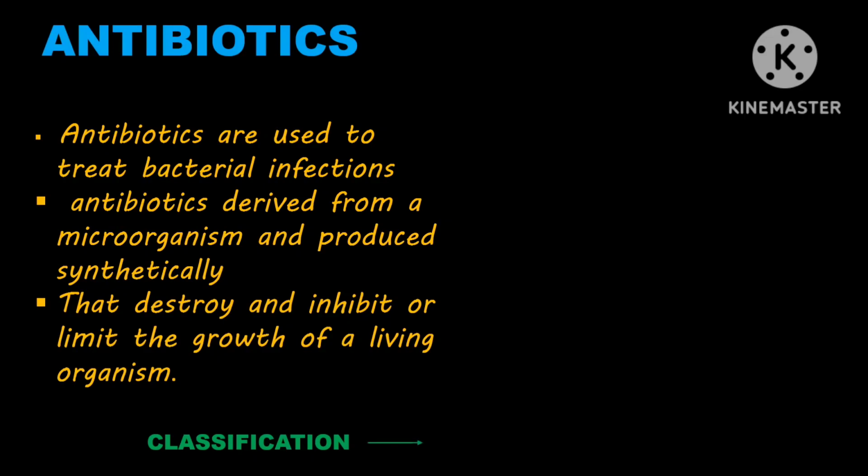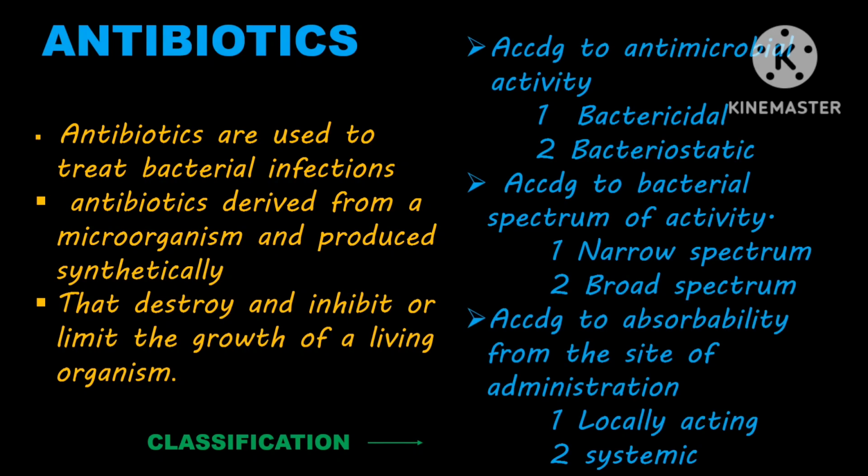Coming to the classifications. According to antimicrobial activity, antibiotics are of two types. The first is bactericidal and the next is bacteriostatic antibiotics. Bactericidal antibiotics directly kill the pathogens or bacteria. Next, bacteriostatic antibiotics inhibit or halt the growth of the bacteria.